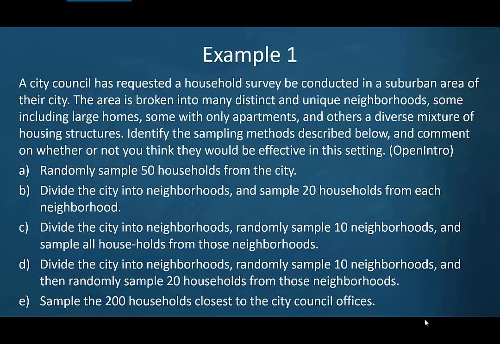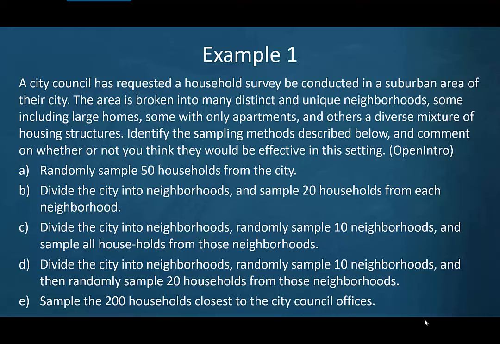Okay, how about Part C? Divide the city into neighborhoods and then randomly sample 10 neighborhoods and sample all the households from those neighborhoods. What kind of sampling technique is this? Good, cluster sampling. We're picking everybody in one particular cluster. This is not an effective method in this setting since the resulting sample will not contain households from certain neighborhoods, right? And we're told that some of the neighborhoods are very different from others.